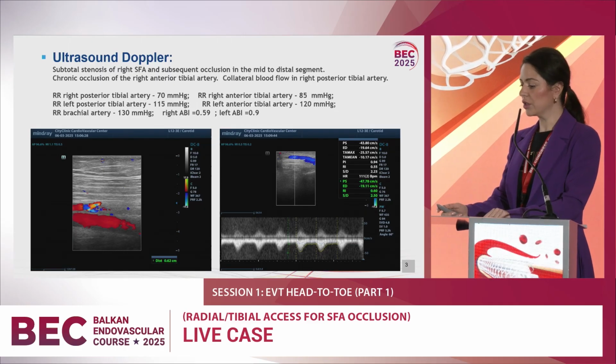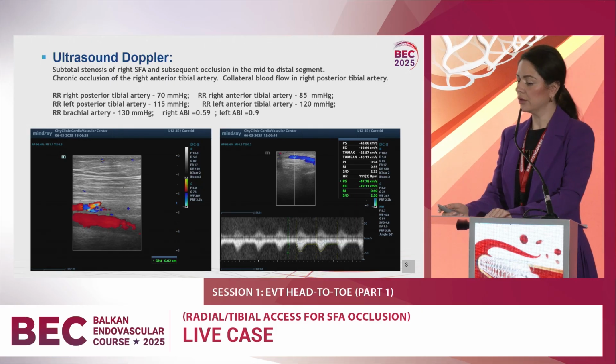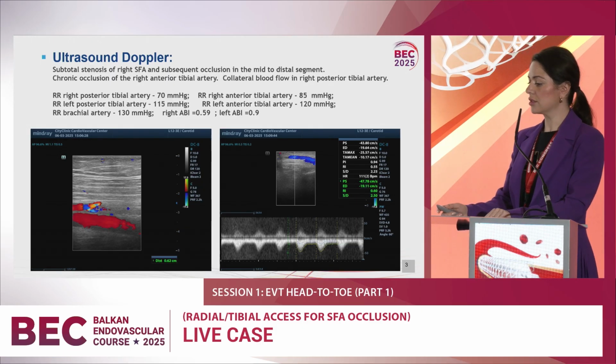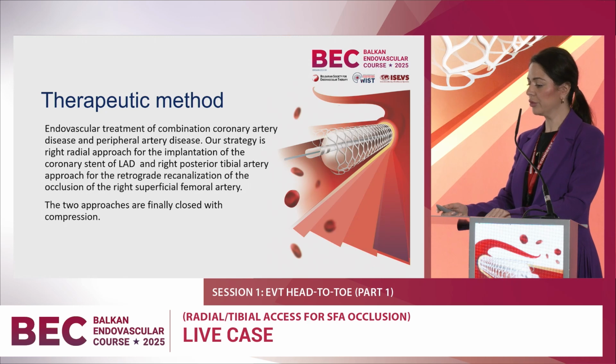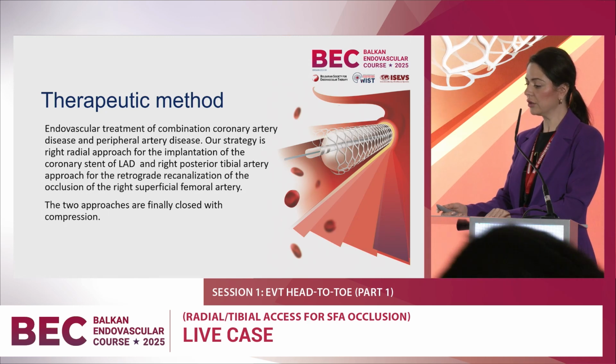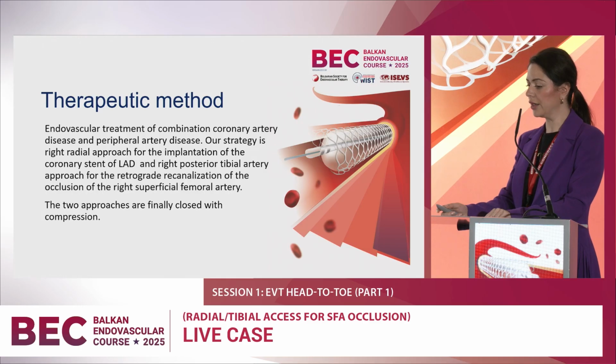The first picture is the SFA occlusion. The second one is collateral blood flow in the posterior tibial artery. The ABI, ankle brachial index, on the right is 0.59. The therapeutic method in this patient is endovascular treatment of combined coronary artery disease and peripheral artery disease.